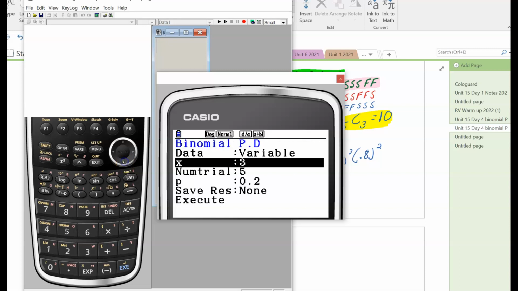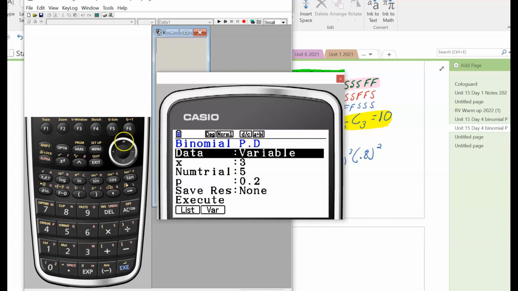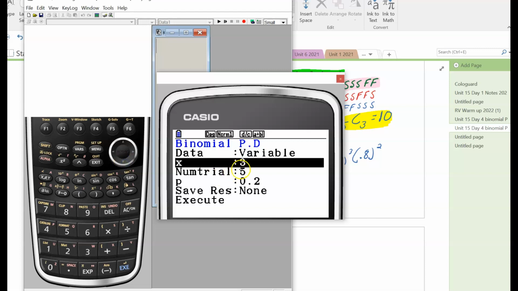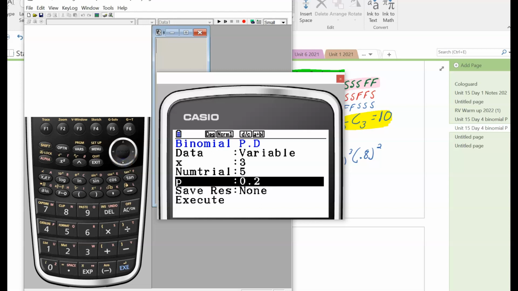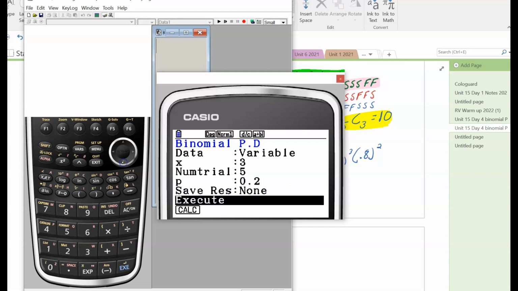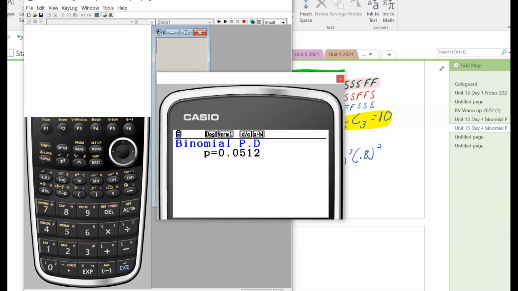And it should come up with variable. If it doesn't come up with variable, you press F2. And we wanted 3 successes. There were 5 trials. And the probability of success was 0.2. You're going to move down to Execute and press Execute. And you'll see the same probability, 0.0512. So that's how you use the calculator commands for the Casio.